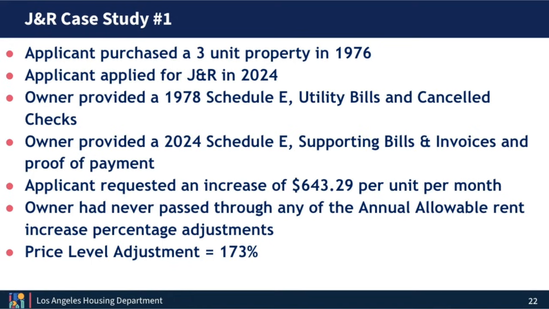Case study number 1. The applicant purchased a 3-unit property in 1976. Applicant applied for JNR in 2024. Owner provided a 1978 Schedule E, utility bills, and canceled checks. Owner provided a 2024 Schedule E, supporting bills and invoices, and proof of payment. Applicant requested an increase of $643.29 per unit per month. Owner had never passed through any of the annual allowable rent increase percentage adjustments. The price level adjustment here is 173%.